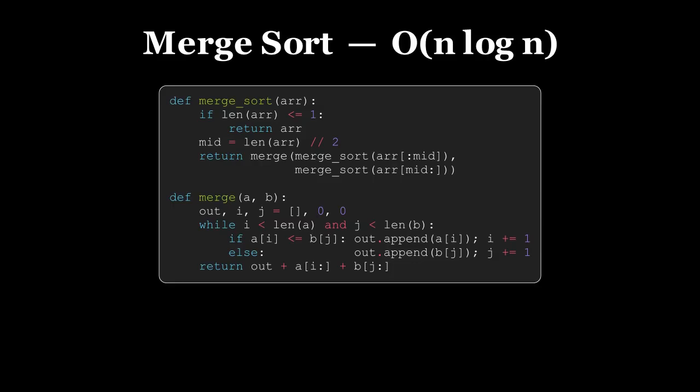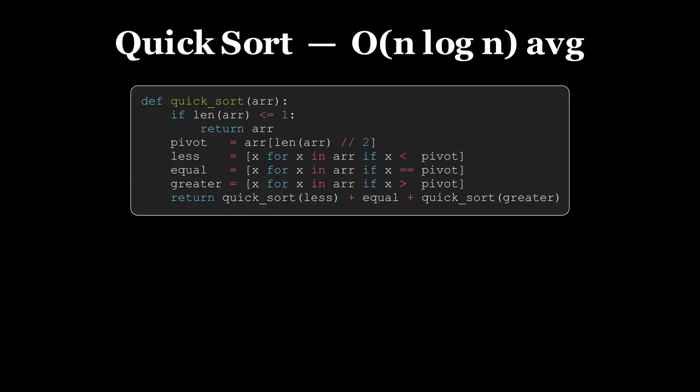Merge sort is divide and conquer. Split the array in half, sort each half recursively, then merge them back together in sorted order. The merge step walks two sorted halves with 2 pointers, linear time. The recursion has log n levels, n work per level, so O of n log n total. The catch: it needs O of n extra space. Stable, predictable, parallelizable.